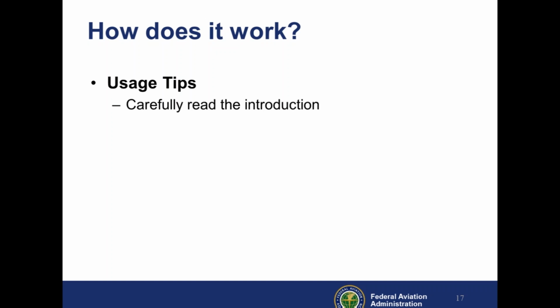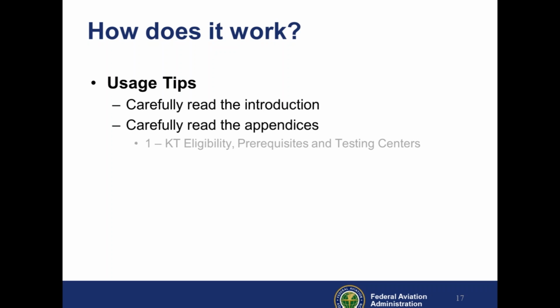So start with that, and then I would skip to the back and carefully review the appendices. There's a handful of them back there, and again, the information is different from how it was arranged in the PTS. Remember that this document, the ACS, not only is a standards document for the practical test, but it's also a standards document for the knowledge test. So you're going to see both of those things referenced in the appendices. For example, Appendix 1 is knowledge test eligibility, prerequisites, and testing centers. That one just gives you a general idea of what you have to have in place to be able to take a knowledge test.